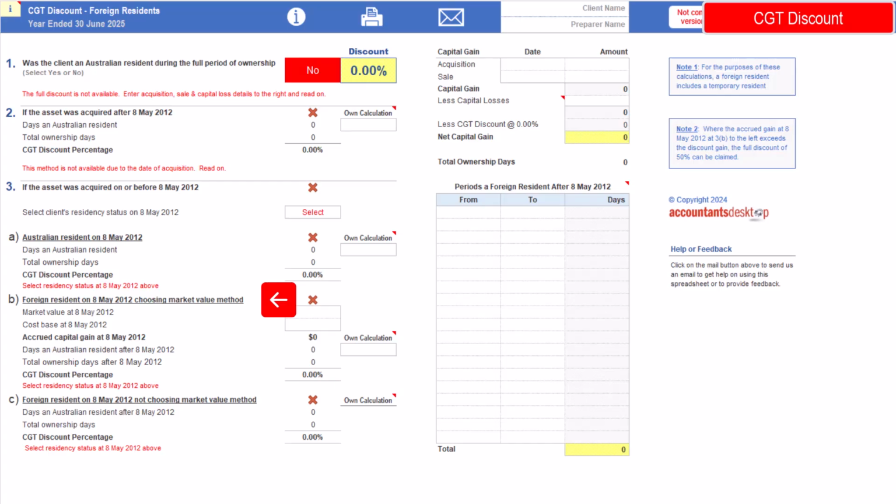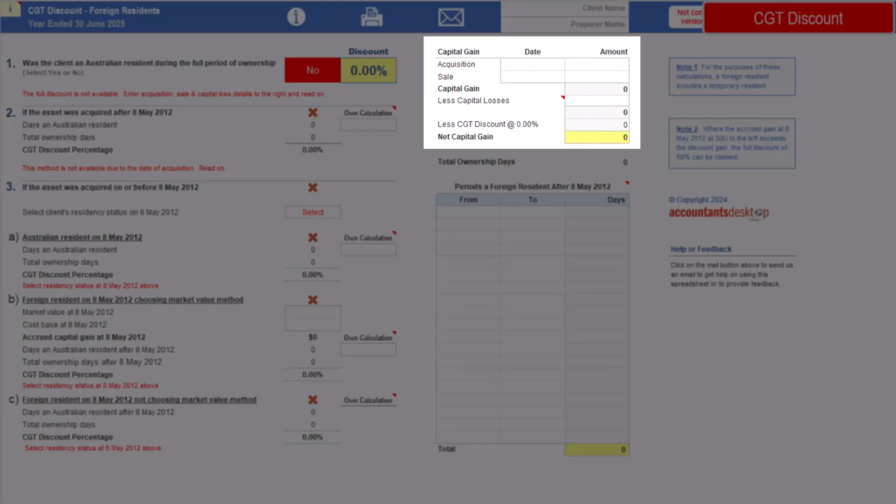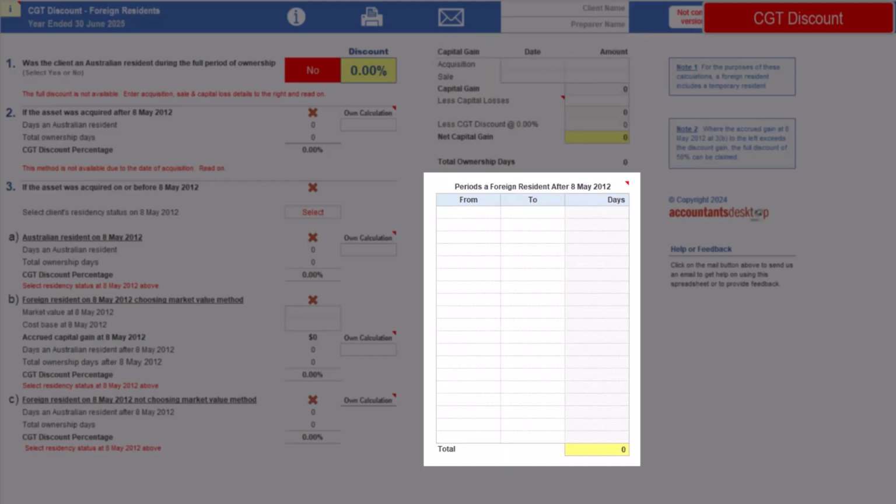where the asset was acquired on or before the 8th of May 2012, and the client was a foreign resident on the 8th of May 2012, who is choosing the market value method, and where the asset was acquired on or before the 8th of May 2012, and the client was a foreign resident on the 8th of May 2012, who is not choosing the market value. You can also use this worksheet to calculate the net capital gain by entering acquisition, sale and capital loss details if applicable, and the total number of days a foreign resident after entering periods thereof.